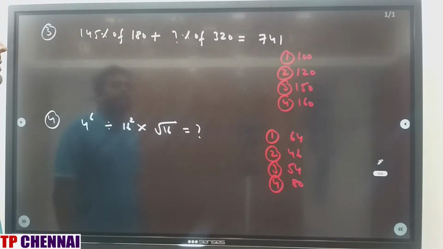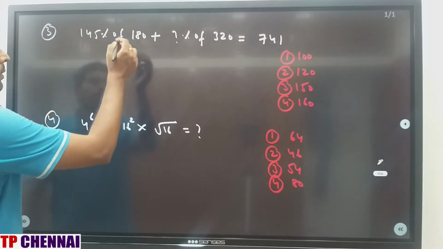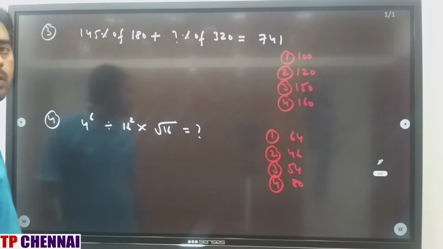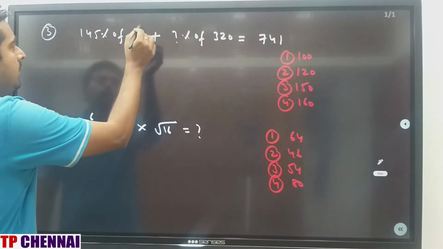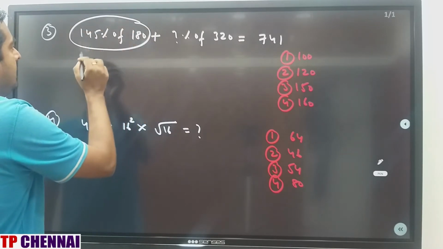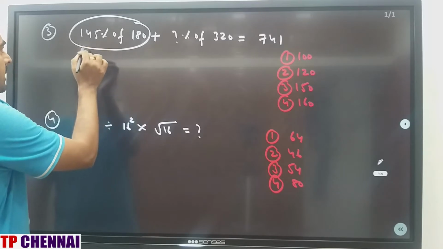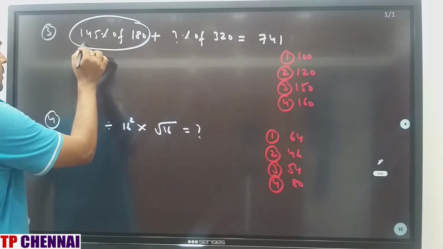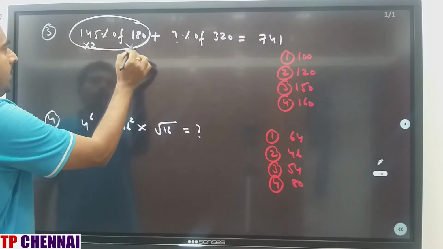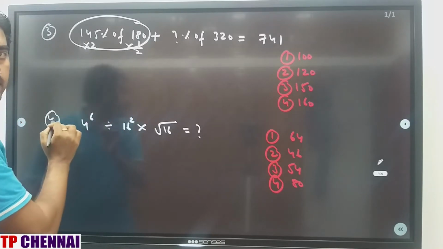145% of 180 plus question mark percent of 320 is equal to 741. Now if you solve 145% of 180, it is a headache task, right? So we use the property of percentage. That means 145% of 180, I am just doubling this number. So I am multiplying this number by 2, so I need to divide the other number by 2.